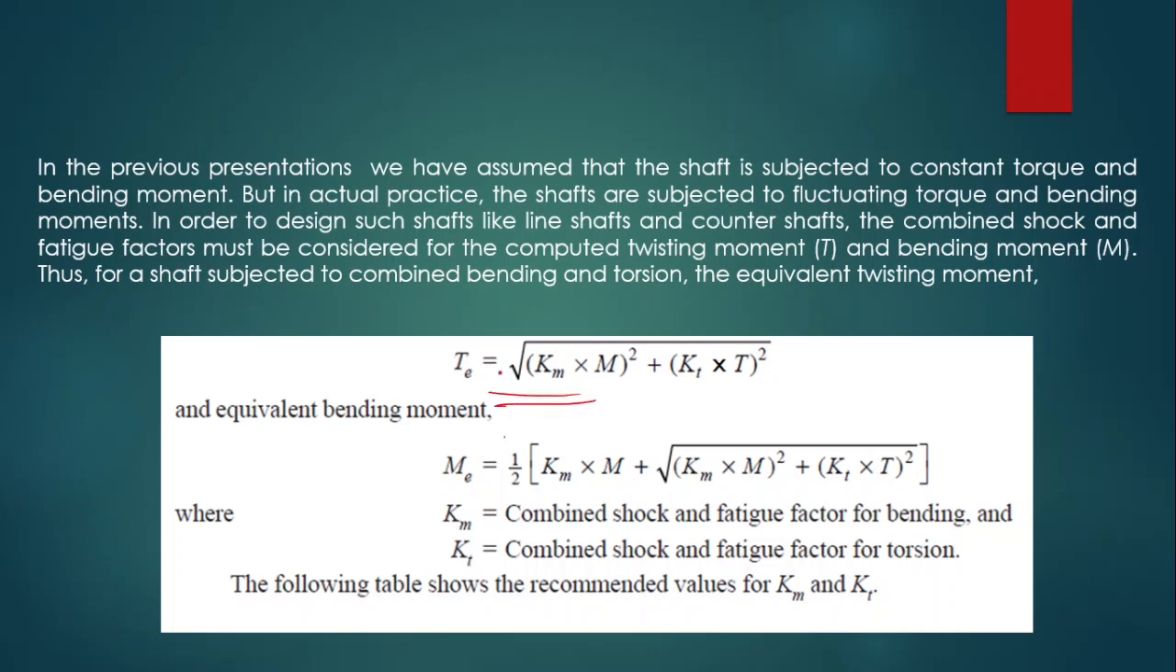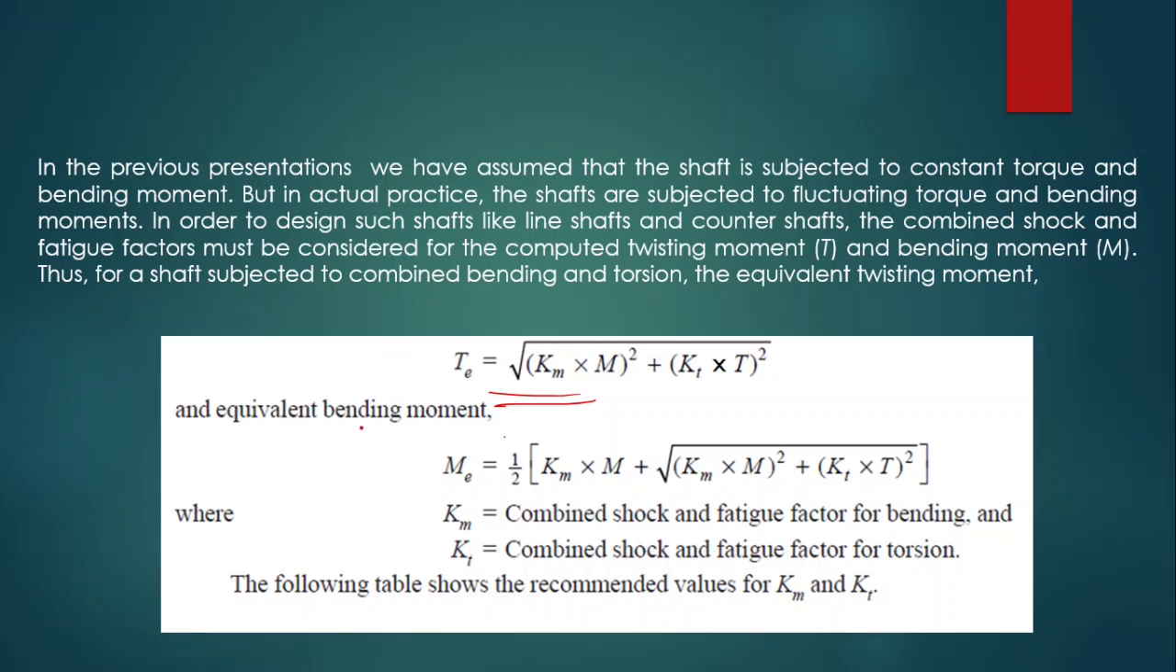this equation as root of (Km into M) whole square plus (Kt into T) whole square, where Km is equal to combined shock and fatigue factor for bending and Kt is equal to combined shock and fatigue factor for torsion.